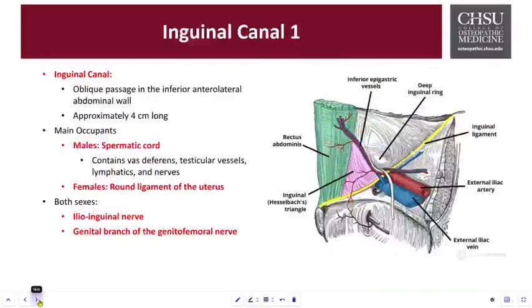Over here is a snapshot of the inguinal canal. So you can see it's about 4 centimeters long. For males, it contains the spermatic cord. For females, it contains the round ligament of the uterus. And for both sexes, you're going to find the ilioinguinal nerve and the genital branch of the genitofemoral nerve.